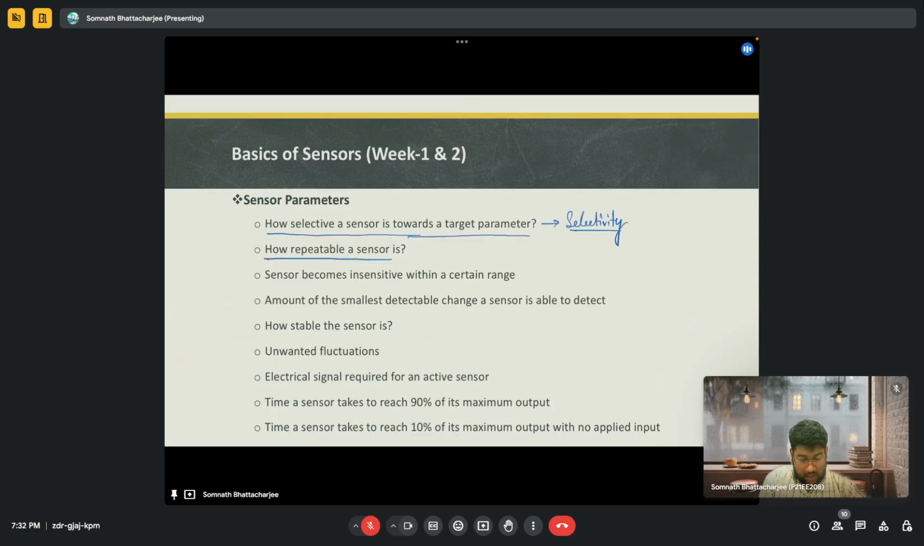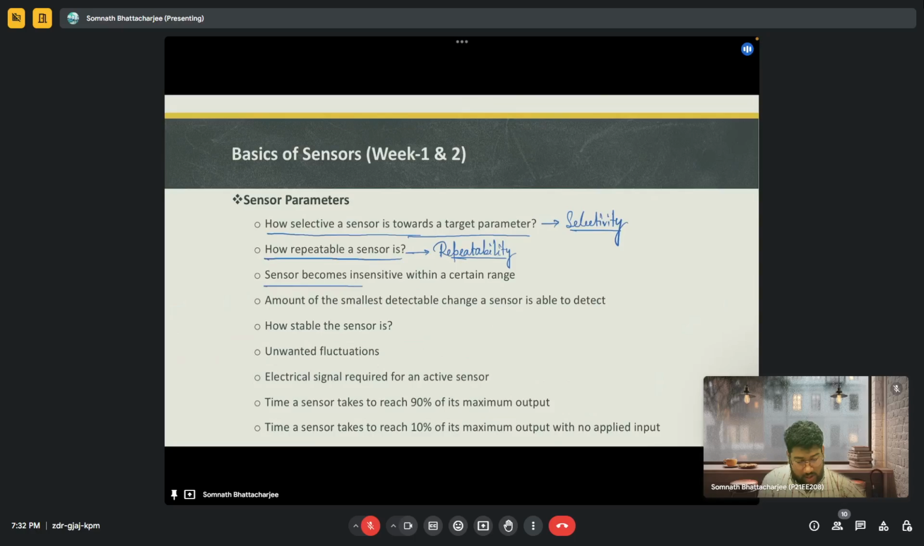How repeatable is a sensor? If you are measuring 20 degrees centigrade, let's say, how many times does the value come very near to 20? This is called repeatability.